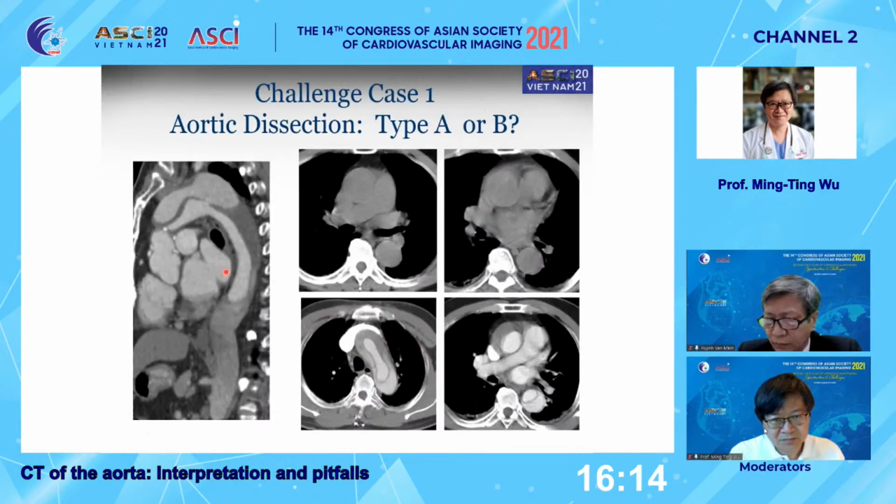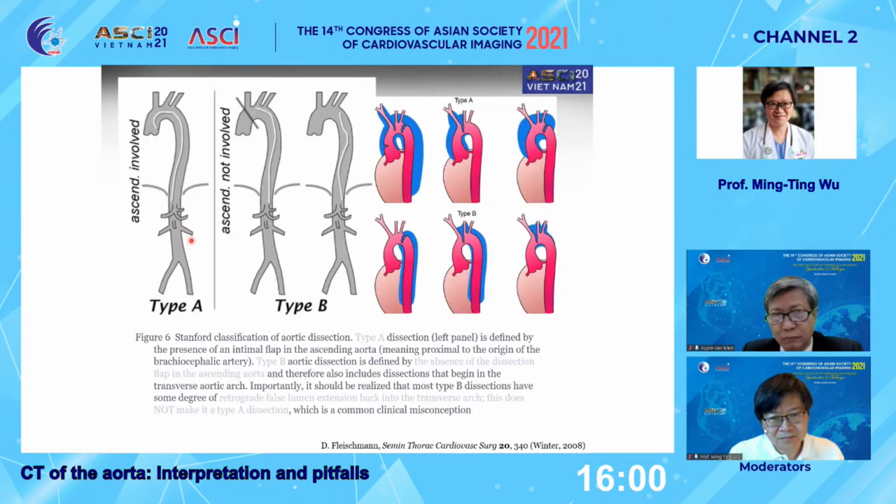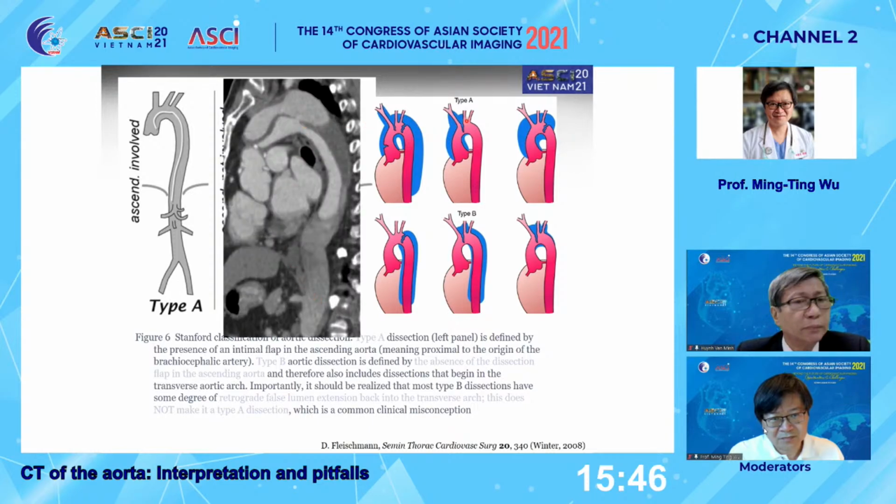Let's go back to challenge case 1. Here is the intima-media flap, and the lumen retrogradely involves the ascending and descending aorta. By classical definition, any false lumen involving the ascending aorta before the innominate artery is called type A, and the other is type B. So our case should be retrograde type A.